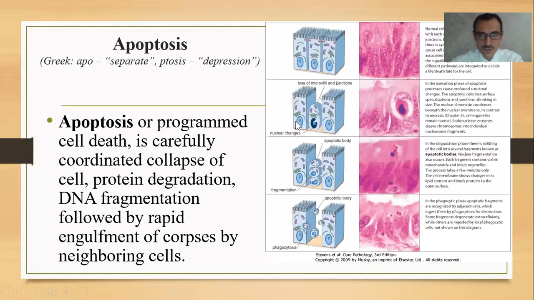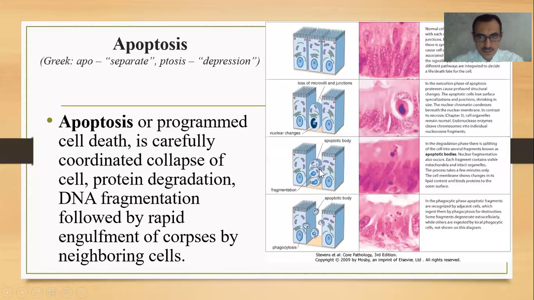and the endonuclease enzymes cleave chromosomes into individual nucleosome fragments. Later, in the degradation phase, there is splitting of the cell, and nuclear fragmentation also occurs. Each fragment contains viable mitochondria and intact organelles. The process takes only a few minutes.